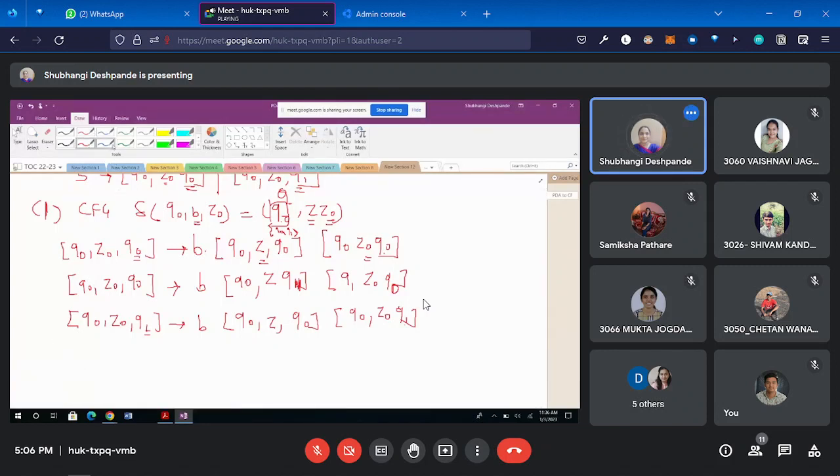The last possibility or last production which we have to write for this is Q0, Z0, Q1, which results into B, Q0, Z, Q1, and then it will start with Q1, Z0, Q1.